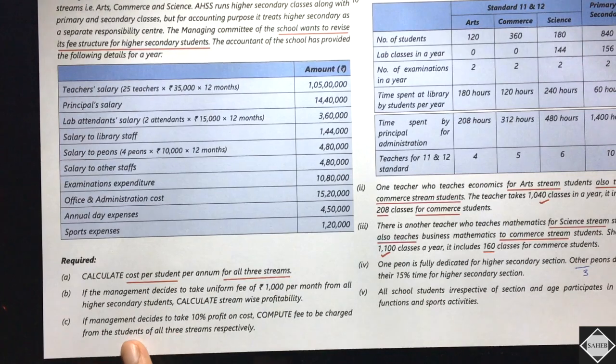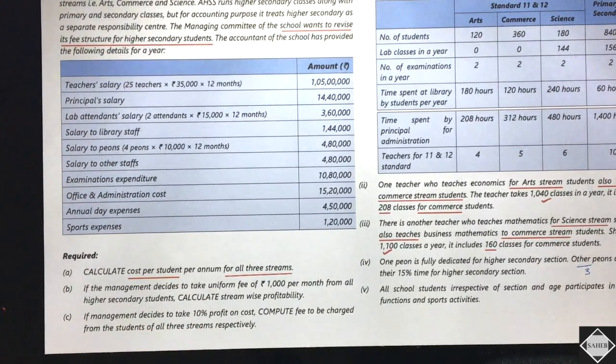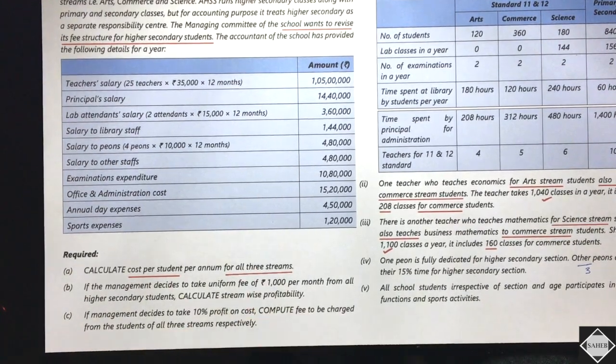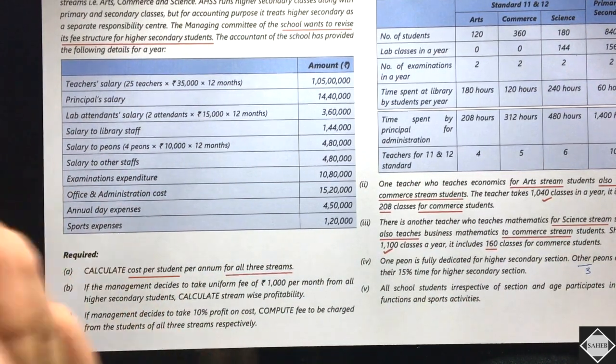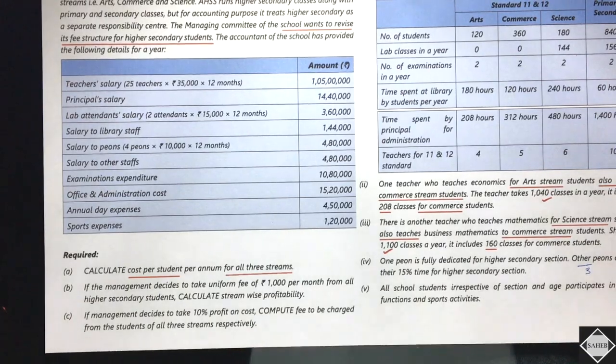Then they are saying if management decides to take 10% profit on cost, compute the fee to be charged from the student of all the three streams respectively. Now here there is no fixed fee. Here they are saying profit is 10%. Tell us the fee of each stream that we have to charge from each student. So again, the same thing, statement of profitability only. That only we are trying to do over here.